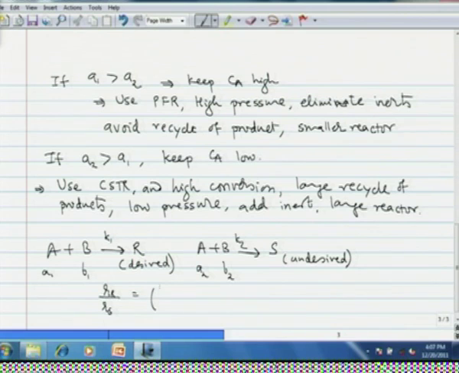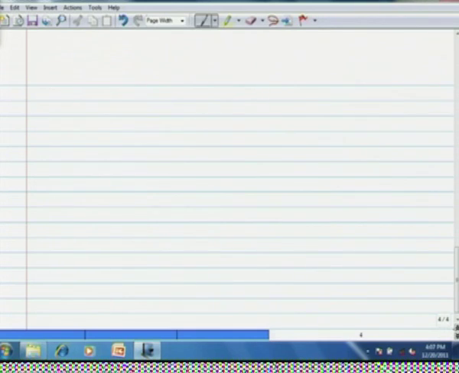Okay. Now, if we take the ratio of the rates of the two reaction in similar way as we did earlier, then we get K1 by K2 into Ca raised to A1 minus A2, Cb raised to B1 minus B2. Now, here we have more alternatives depending on relative numerical values of A1 and A2 and B1 and B2. Let us say A1 is greater than A2 and B1 is greater than B2.